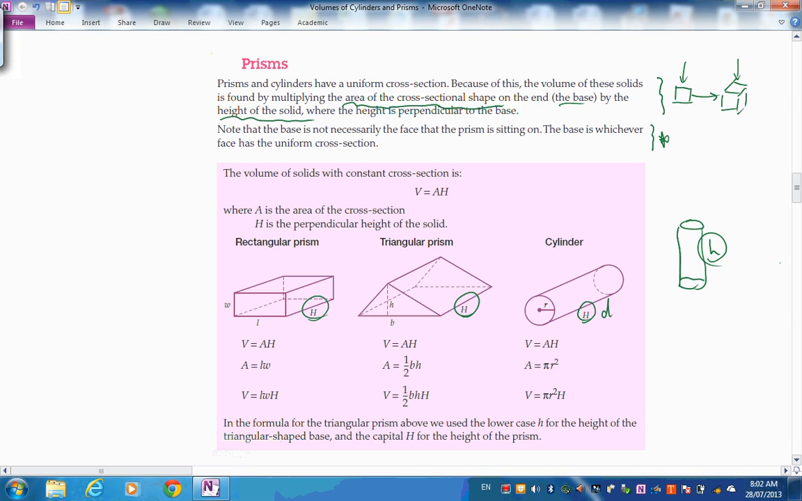Okay, so here's the summary, and they're using the idea that A is the area of the cross-section, times the height or the depth of the body. So here we go over here, rectangular prism, the area of the end is A, which is length times width, and then the depth of it. Triangular prism here, area of the end, which is a half base times height, times the height or depth of it. Cylinder, we've just done, area of the end, pi r squared, times the height or depth of it.